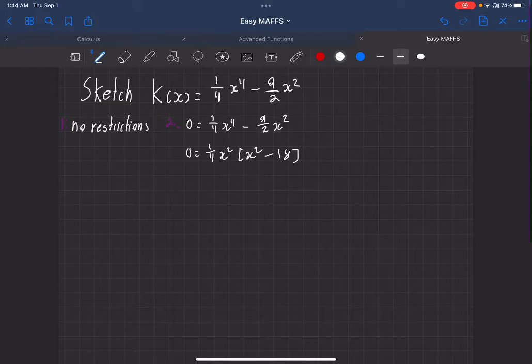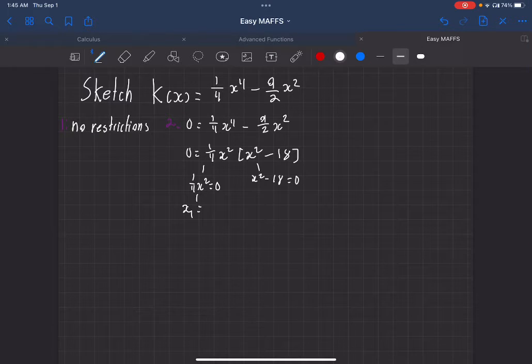Well, the factors are equal to 0, so let's set both factors equal to 0. So 1 over 4 x squared is equal to 0, and x squared minus 18 is equal to 0. So what is x when 1 over 4 x squared is equal to 0? The first step would obviously be to divide both sides by 1 over 4. So 0 divided by 1 over 4 is just 0, and the square root of 0 is just 0. So our first x-intercept, which I'm going to label as x1, is equal to 0.